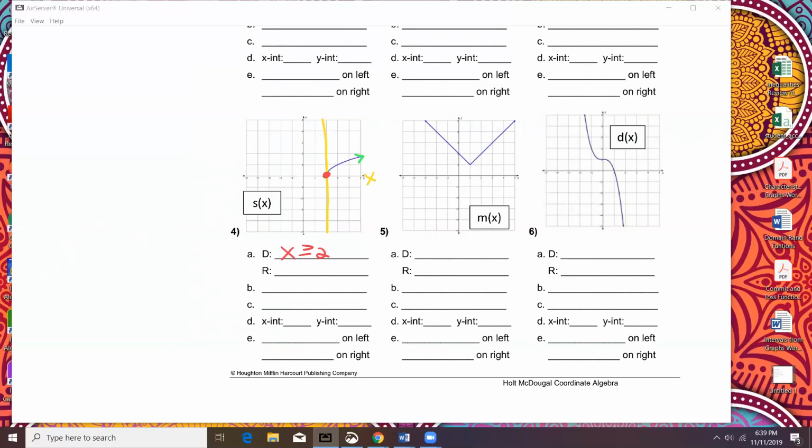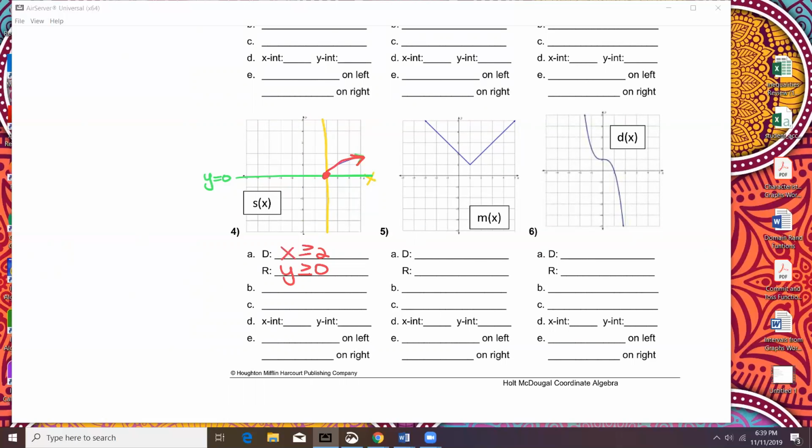Now for your range, this is the lowest y value right here. And this is y equals 0. So the range never dips below this because the graph is going this way, meaning everything's up above. So we're going to say that y is greater than or equal to 0.